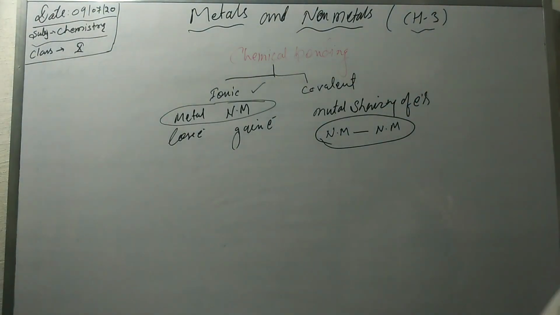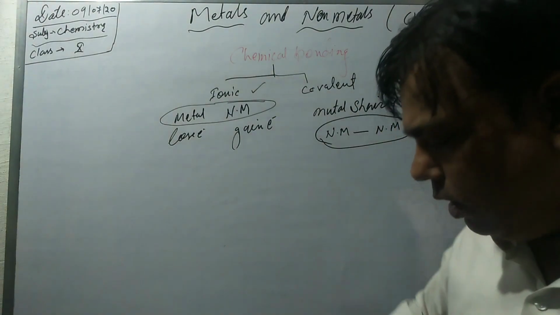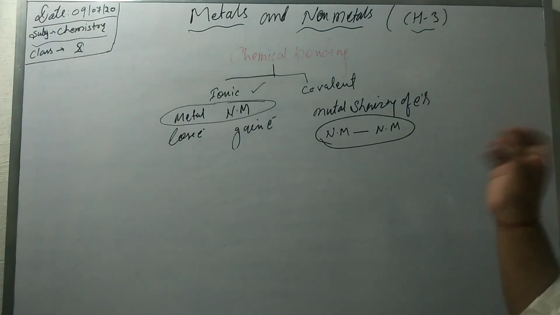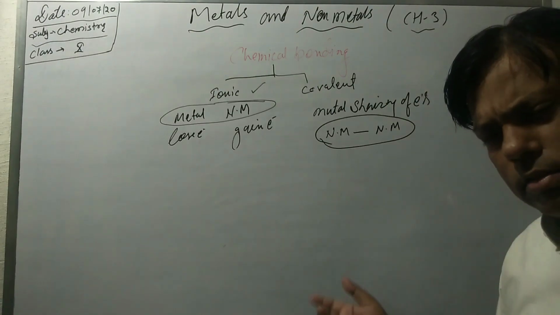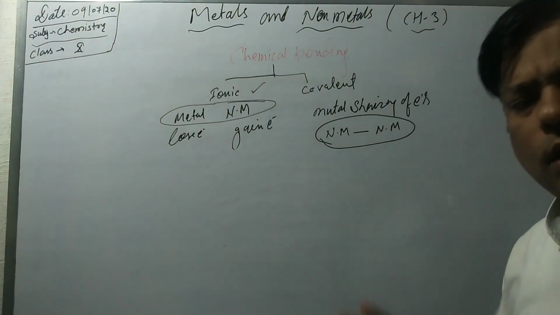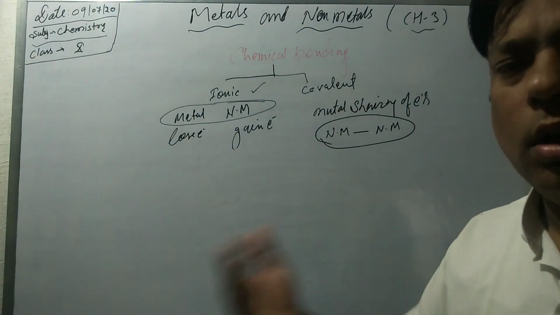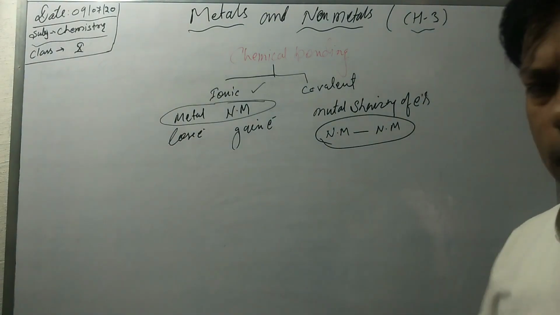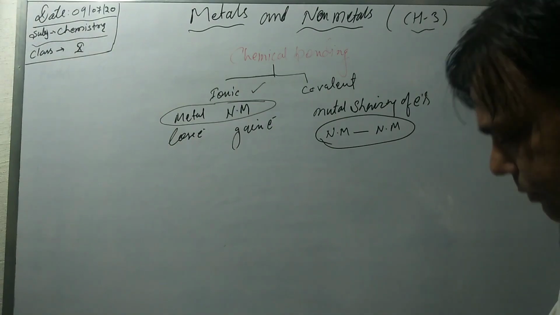Now we conclude, what is a chemical bond? A chemical bond is a bond by sharing of electrons between two atoms. Why do they share electrons? They share electrons to complete their duplet or octet, just for stability. And for stability, an octet or duplet is required.